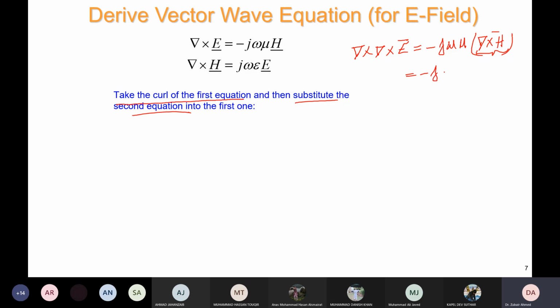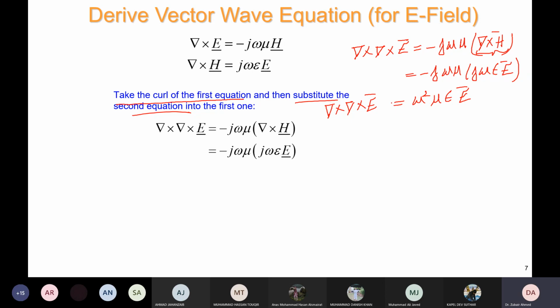So if I substitute this, j omega mu times curl of H is j omega epsilon E. So this j square will be minus 1, and minus times minus gives plus. We have omega square mu epsilon E. So curl of curl of E will become this thing. So now we have a single variable E.